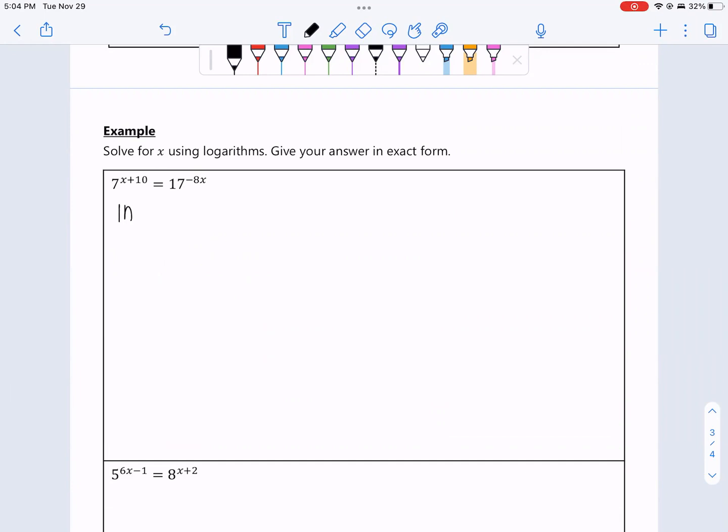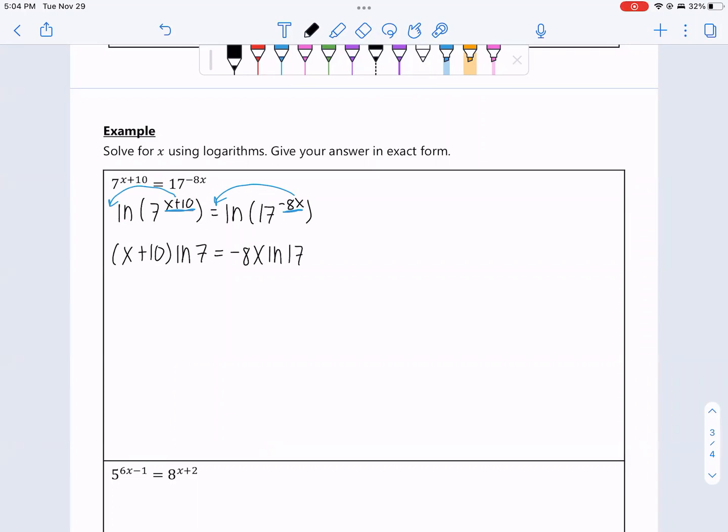All right. So we have ln of 7 raised to the x plus 10 is equal to ln of 17 raised to the negative 8x. I am bringing my exponents down, right? Comes down in front, and comes down in front. If you have multiple terms in the exponent, they need to come down with parentheses. X plus 10 in parentheses. This negative 8x doesn't need parentheses because he's the only term up there.